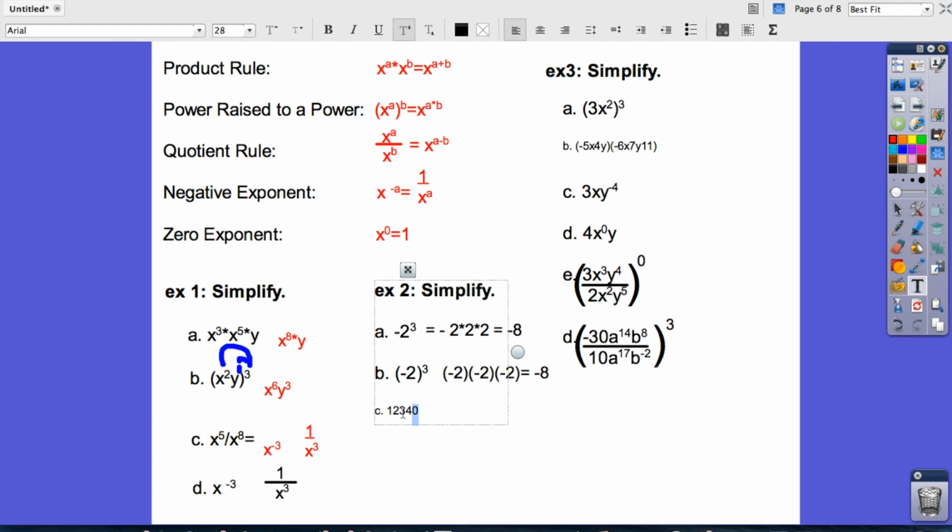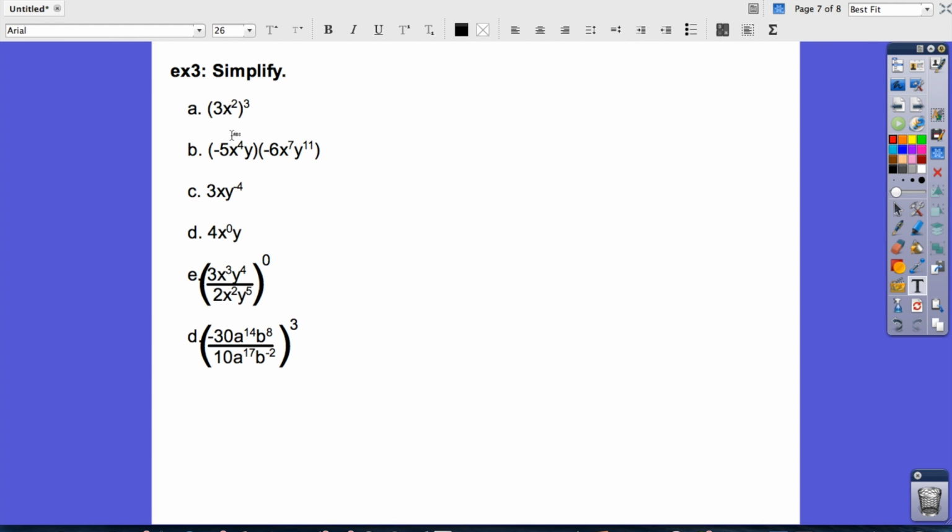So this one should have read 1,234 to the 0 power. When you raise that whole thing to the 0 power, you should know that it's just equal to 1. Let's look at example 3. Example 3, we'll run through quickly.